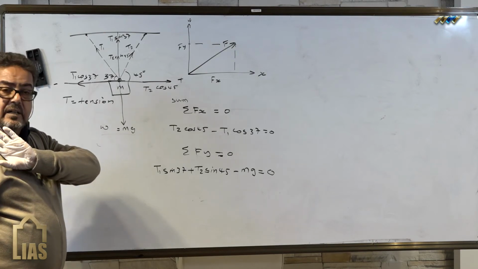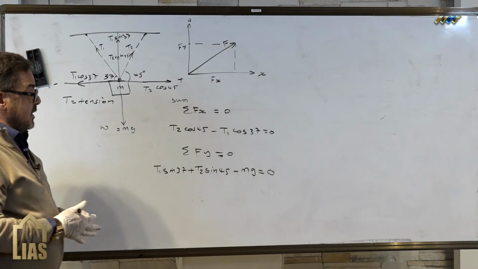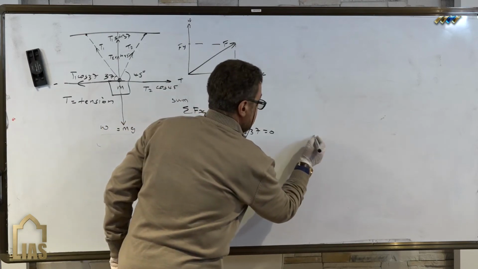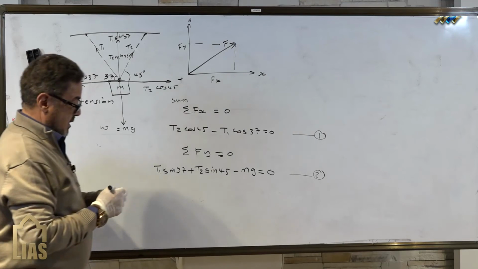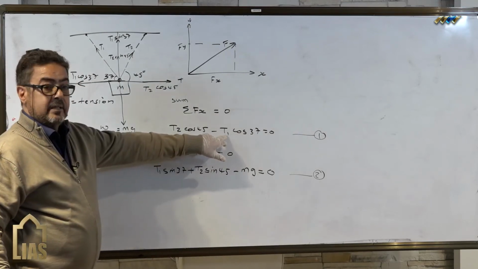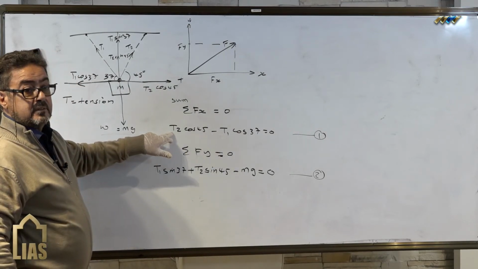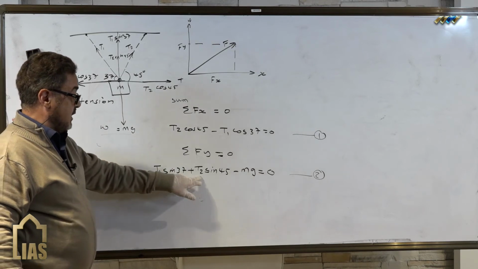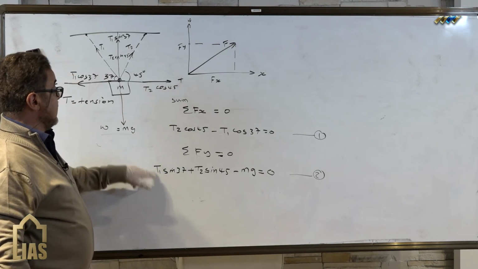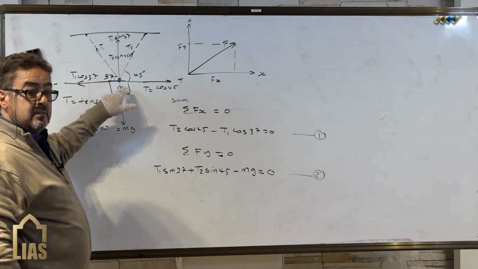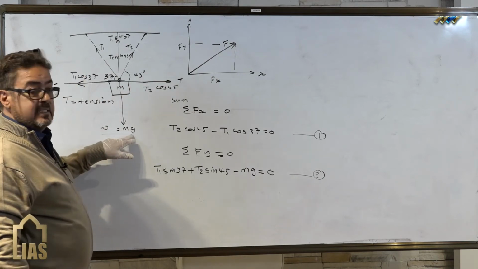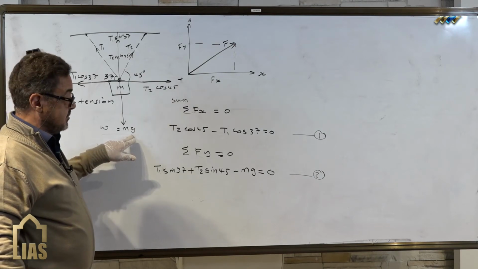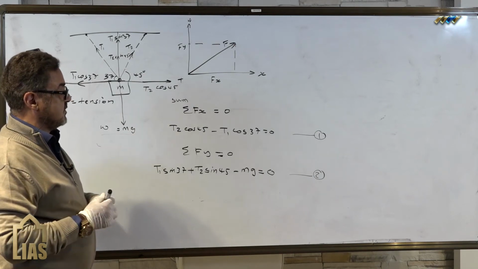Otherwise, it cannot be solved. Then we have equation number 1 and number 2, because we have the unknowns T1 and T2. They gave us only, for example, 10 kilograms, and g is 9.8, and we can solve this.